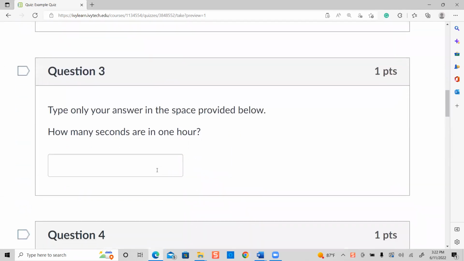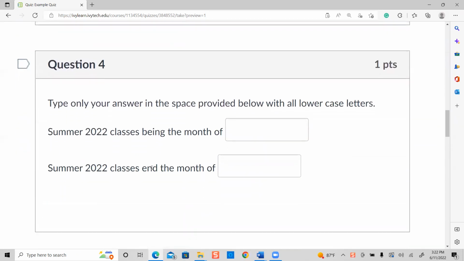Question 3. You notice we got a box here, right? It says type only your answer in the space provided below. There are no other special instructions. It says nothing about rounding. It says nothing about commas. It just says type only your answer. So how many seconds are in 1 hour? I'm going to say 3,600. And that's all I'm going to do and leave it at that, nothing else.